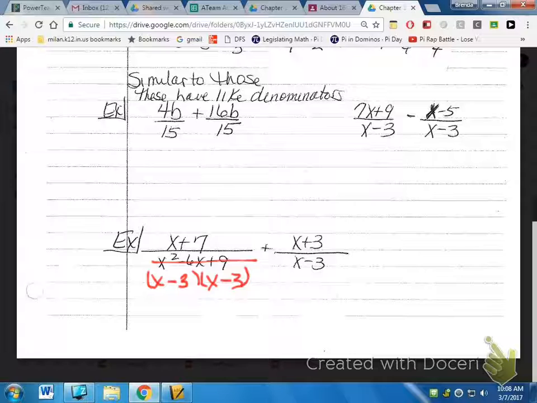Anyway, so as you can see, x minus 3 on the right is a factor of the denominator on the left. But what's missing from the one on the right to the one on the left? What's missing?